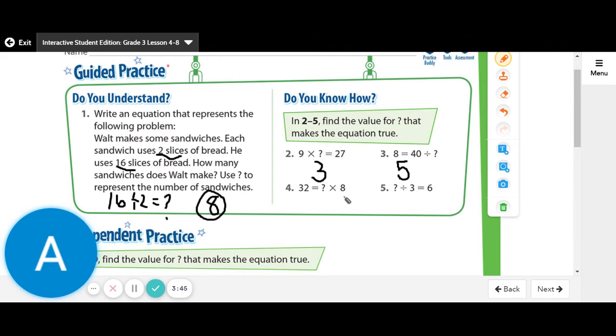32 equals something times 8. Well, 8 times 1 is 8. 8 times 2 is 16. 8 times 3 is 24. 8 times 4 is 32.